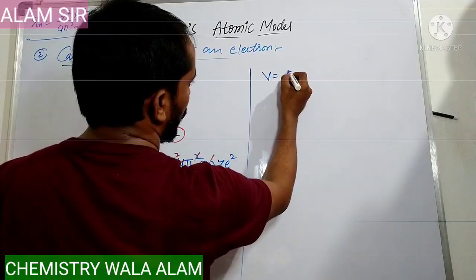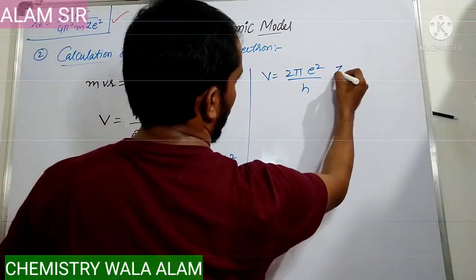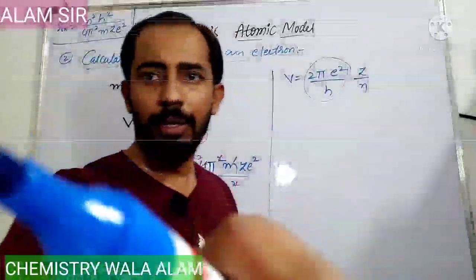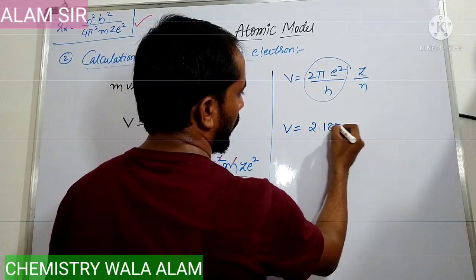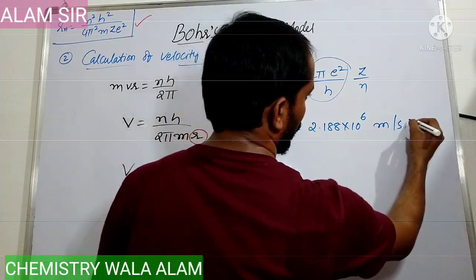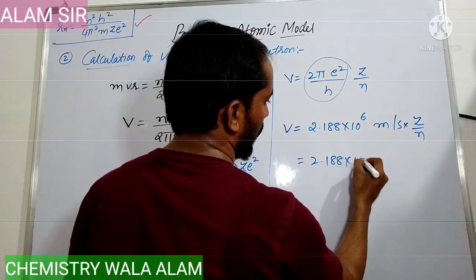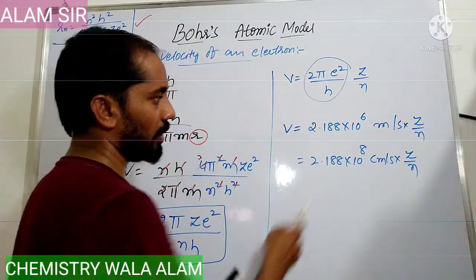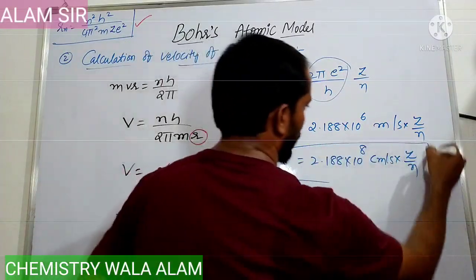So v is equal to 2 pi e square by h into z by n. Substituting all these values, we get the velocity equals 2.188 into 10 to the power of 6 meters per second into z by n, or equals 2.188 into 10 to the power of 8 centimeters per second into z by n. So this is the velocity of the electron in any orbit.